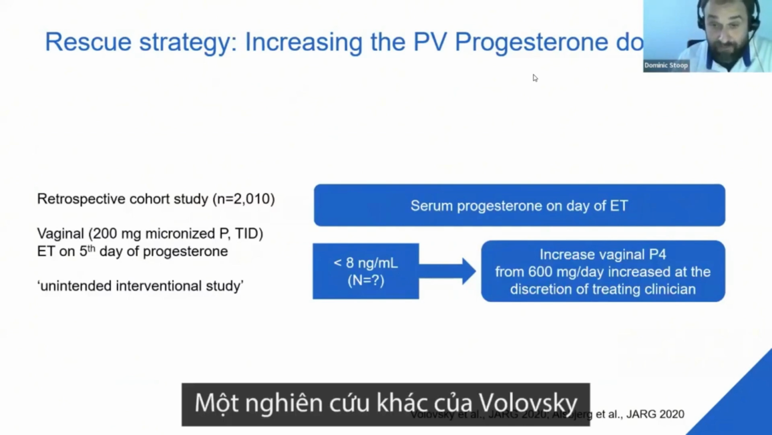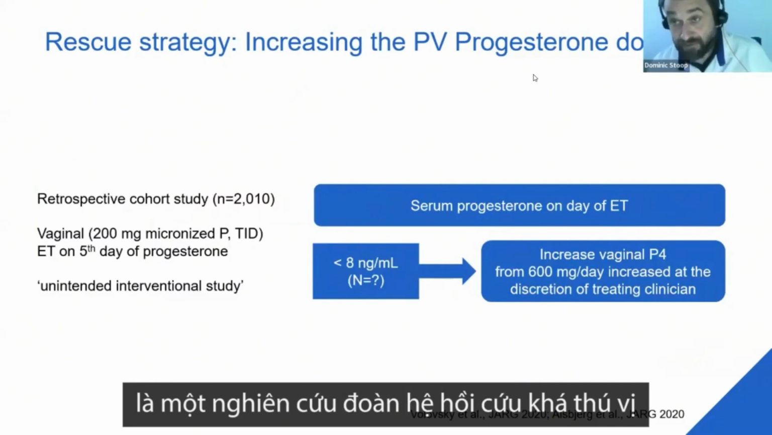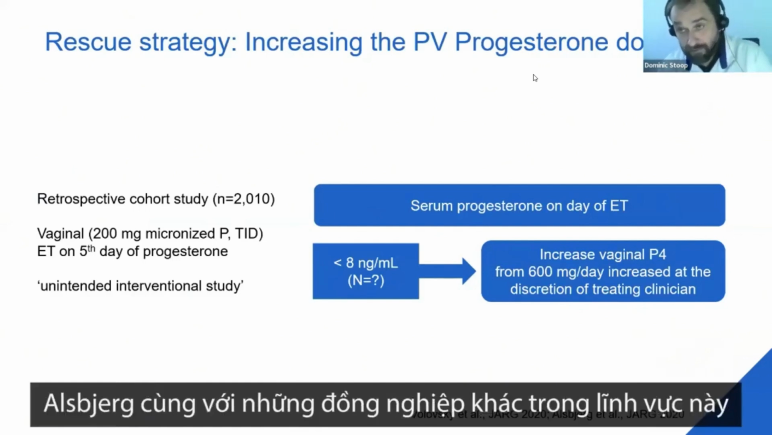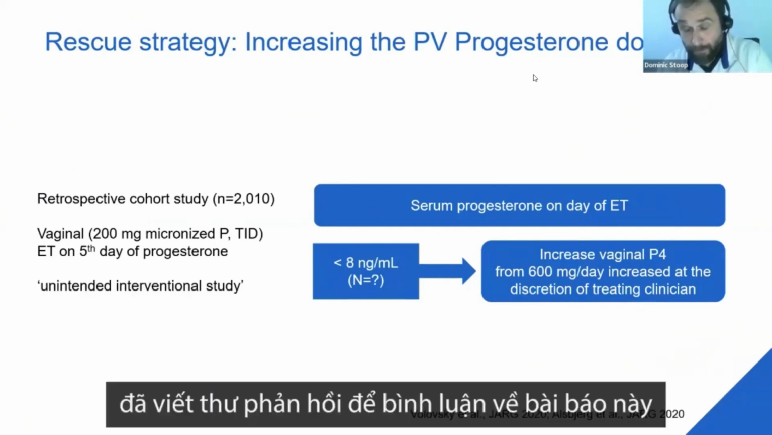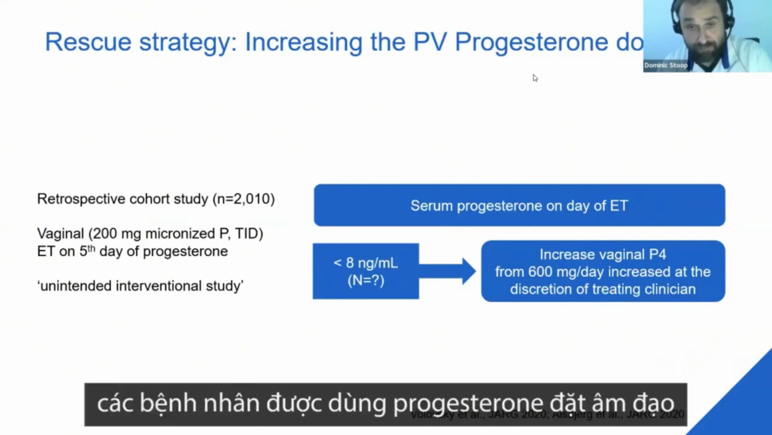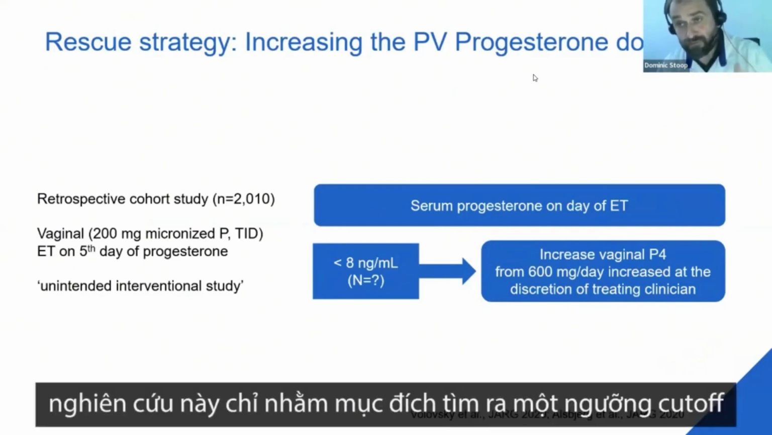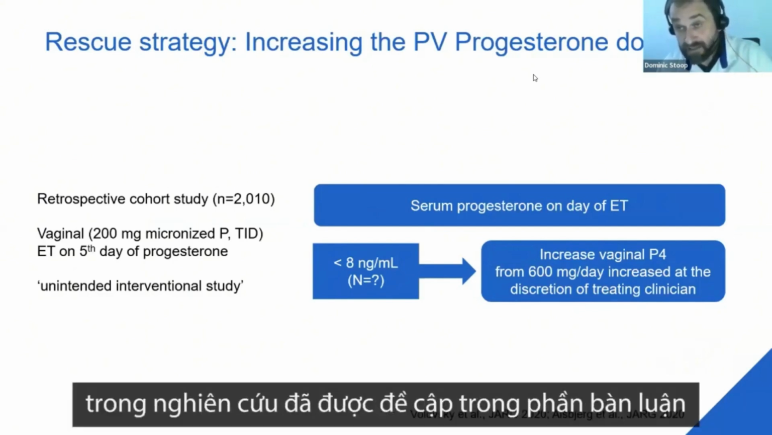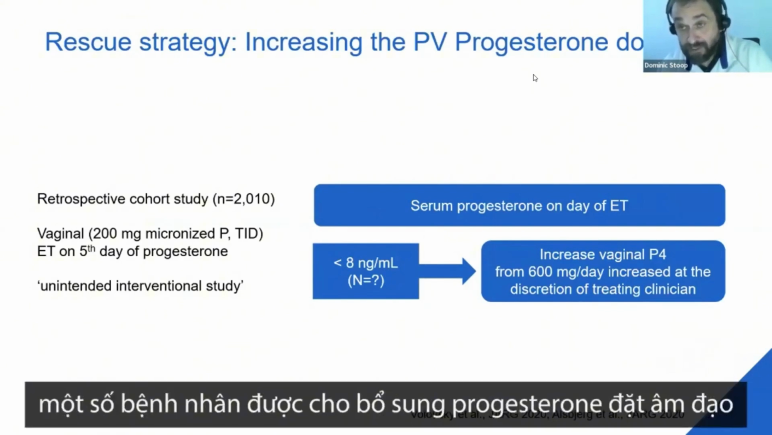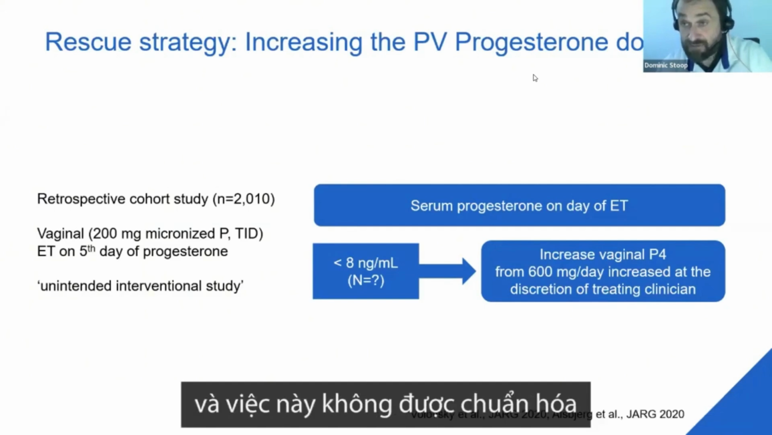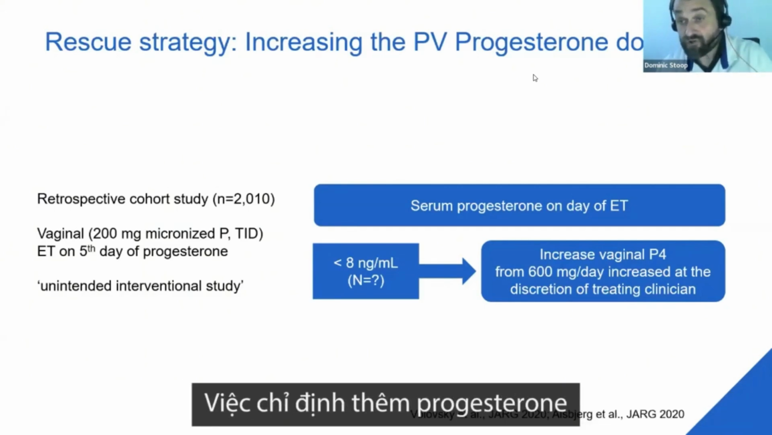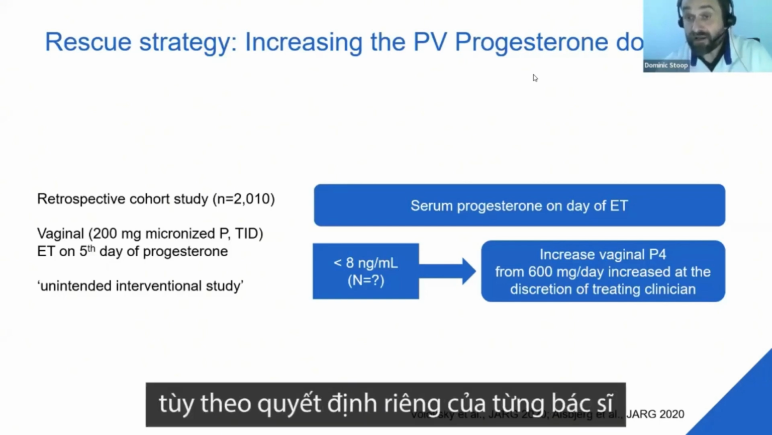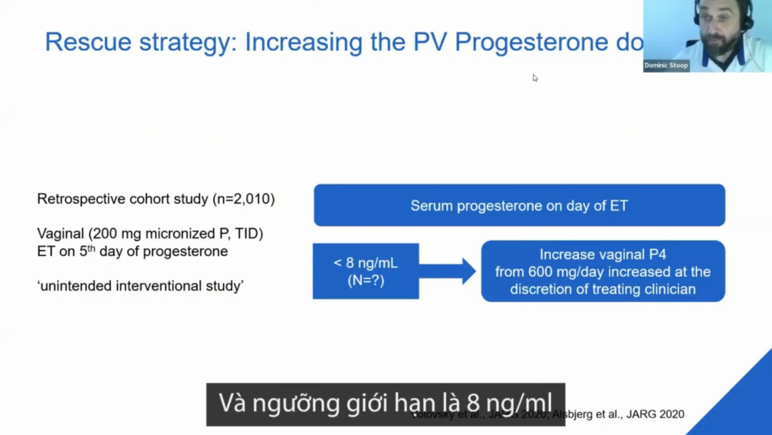Another study by Volofsky, which was originally presented as a retrospective cohort study, was quite interesting. And there was a letter written in response to that publication by Alsberg and other colleagues in the field, to comment on this paper. In this study, people were given vaginal progesterone, and the study was just aimed to find a threshold. But it was retrospective, so it's always prone to bias. In that study, it was written in the discussion that some patients were given additional vaginal progesterone, and that was not standardized. It was based on the discretion of the treating clinician, who could give additional progesterone, and the cutoff there was 8 nanogram/ml.